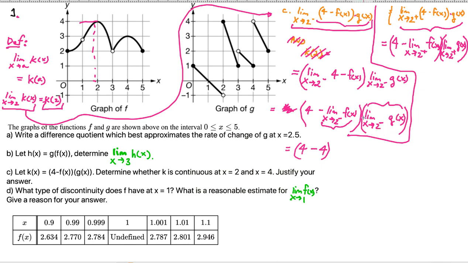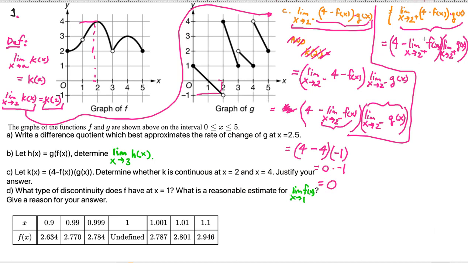But let's just practice. The limit as x gets closer and closer to 2 from the left along g. So this is to the left of 2, so I'm getting closer and closer to 2. The y value is getting closer and closer to -1. And I'm going to get 0 times -1. The left-hand limit equals 0.